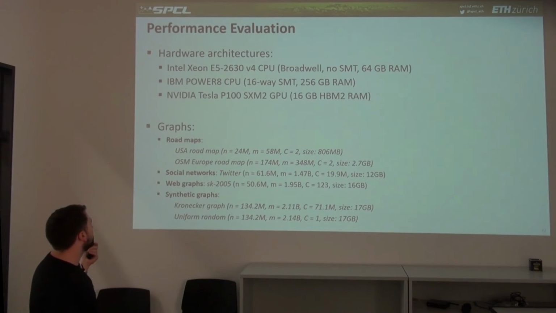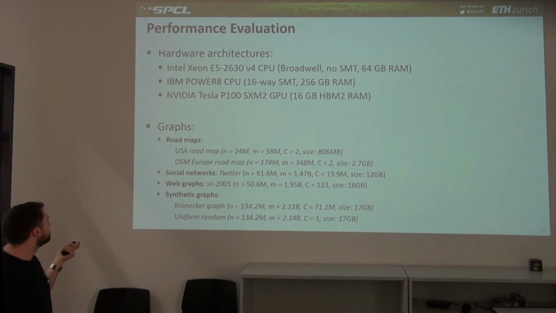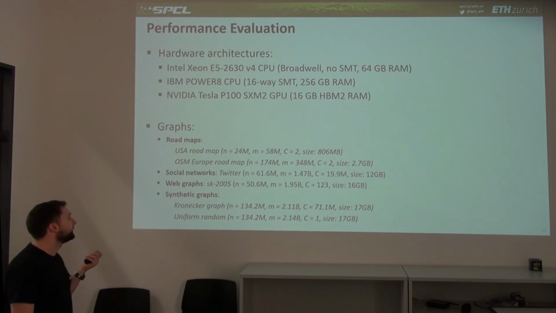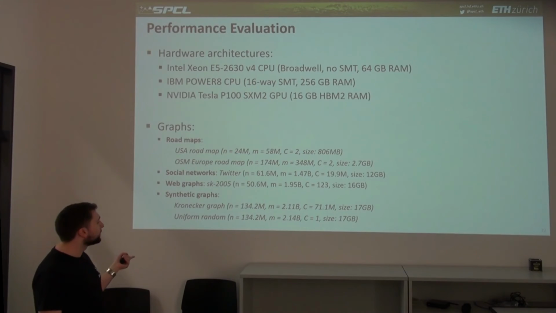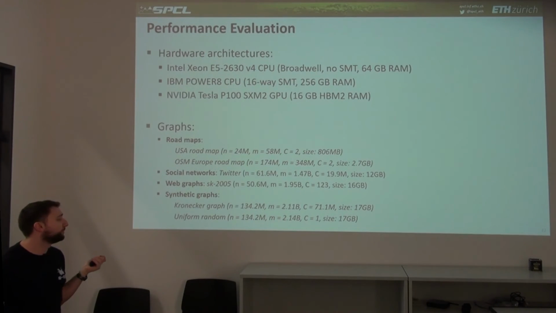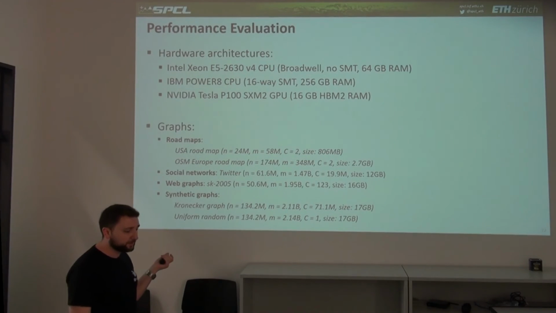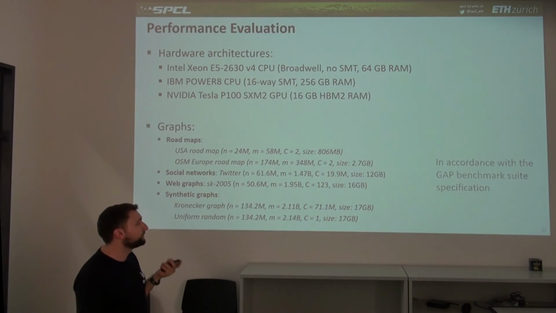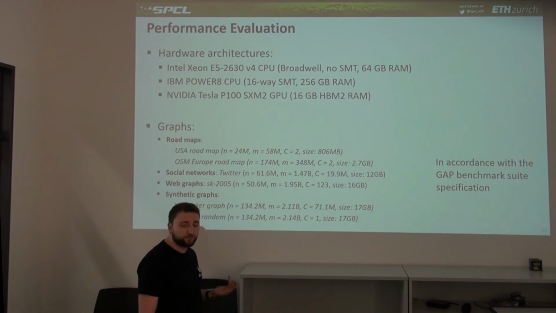As for graphs, we reviewed real-world graphs like world maps, social networks, web graphs, and large-scale graphs, so like billions of edges, hundreds of millions of nodes, and also synthetic graphs such as Kronecker graphs and uniformly random graphs. And our implementations and the graph specification that we use are in accordance with the GAP benchmark suite.